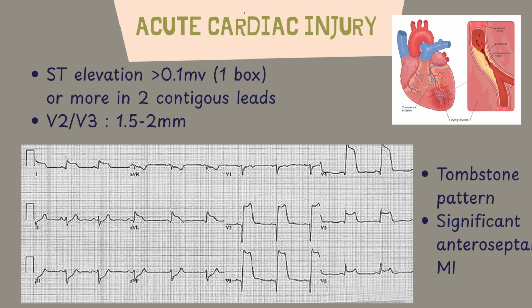So in most leads, ST elevation of 1 millimeter or 0.1 millivolts or more in two contiguous leads is considered significant. In V2 and V3, which face the anterior wall, a little elevation sometimes can be normal, especially in young or athletic patients. So instead of memorizing exact thresholds, if there's more than 1.5 to 2 millimeters of ST elevation in V2 and V3, and it's new or associated with symptoms like chest pain, we take that seriously.